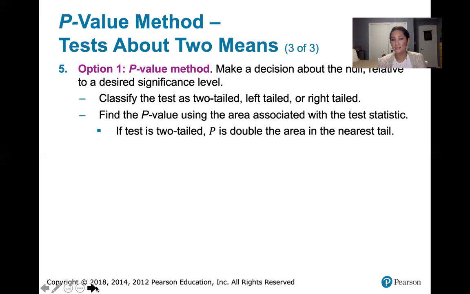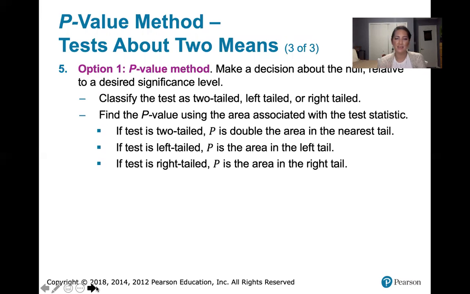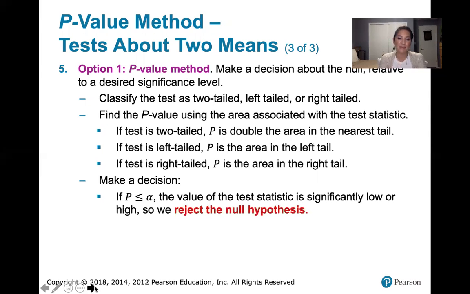If it's two-tailed, p-value is double the area in the nearest tail. If the test is left-tailed, p is the area in the left tail beyond the test statistic. And if the test is right-tailed, the p-value is the area in the right tail beyond the test statistic. And then we'll make a decision about the null hypothesis. We're going to compare p to our significance level alpha.